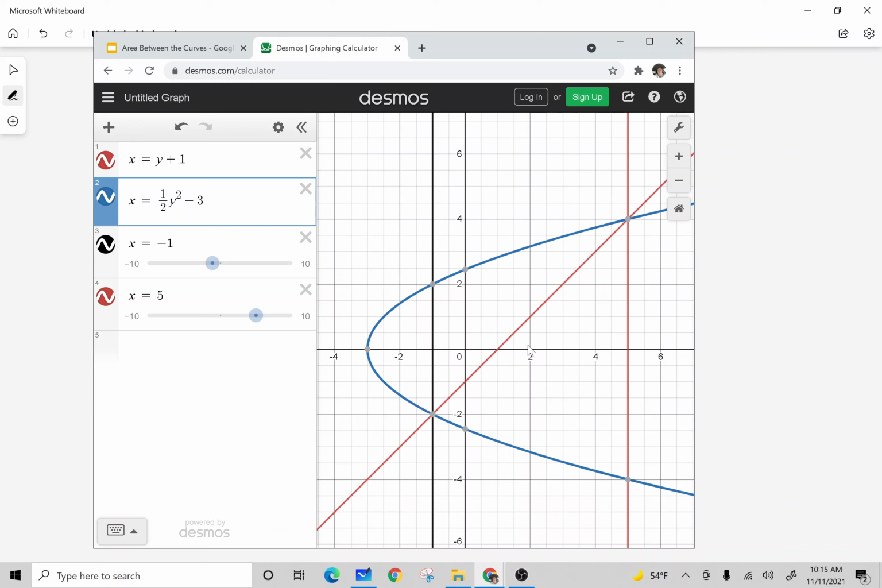So the right one is going to be the equation y plus 1. Notice we have it solved in terms of x, minus the left one, 1/2 y squared minus 3, dy. Okay, so notice we're using y, so now we're using dy. Alrighty, let's combine some like terms. So this is going to give us the integral from -2 to 4. There's no other y's, but there are some other things.